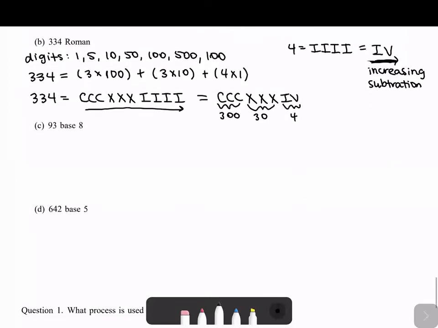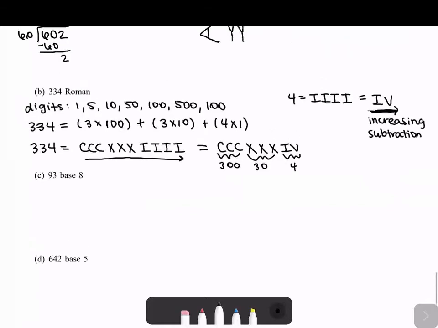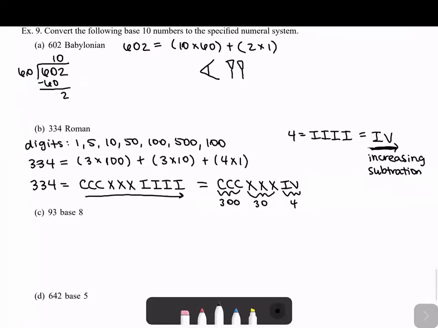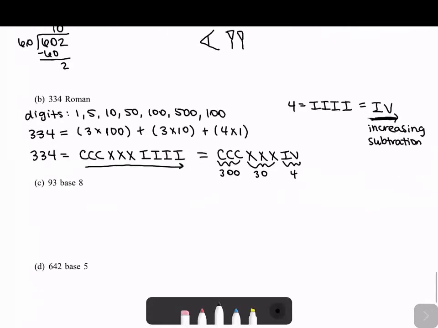Okay, so now we're going to convert a base 8 number to a base 5 number. This process is going to be the same as what we just did up here for the Babylonian number, where we divided by the base. Whenever you're converting a number from base 10 to another base, you're always going to divide so that we can find the expanded form in that base. So we have 93 base 8. We start with doing 93 divided by 8.